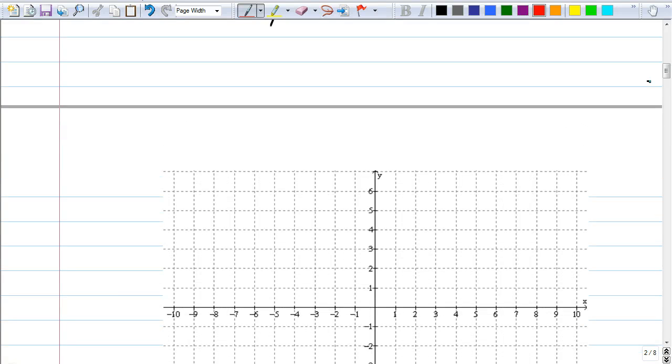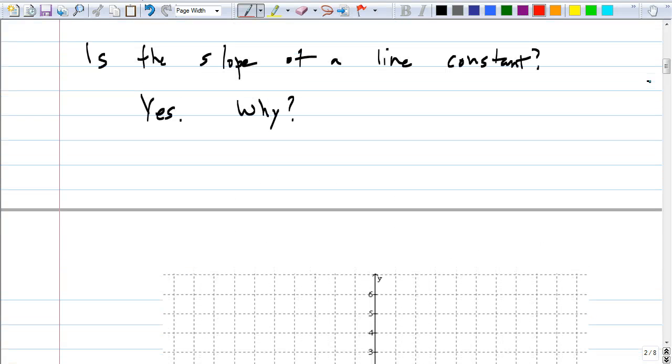In other words, is the slope of a line constant? The answer is yes, it's constant, meaning if you were to look at the slope of a line, no matter where you are on this line, it's always going to be that same slope. Why is the slope of a line constant? Who could explain?